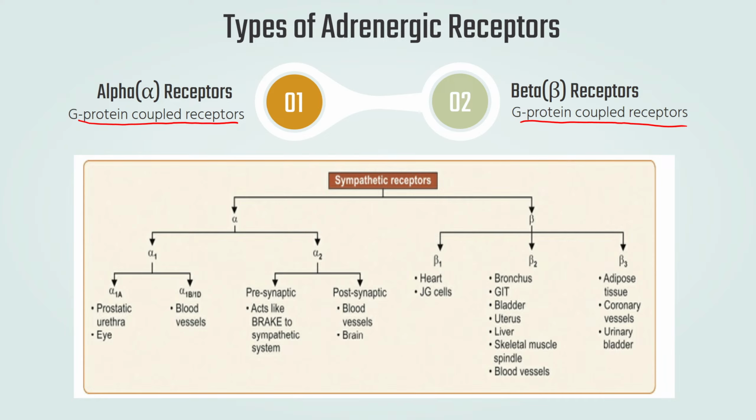Now, how to remember these locations? It can be confusing at first, but it is very easy to remember, like we learned. Sympathetic system, fight or flight. Okay, flight or fight.